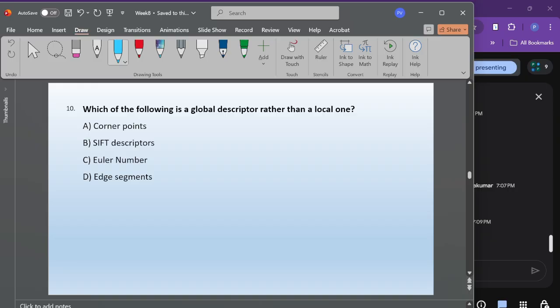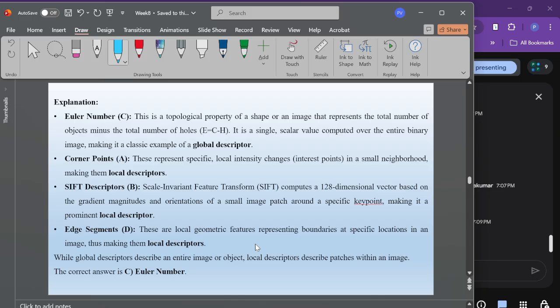Okay, so we'll see the detailed solution here. First we will see Euler number. This is the topological property of a shape or an image that represents the total number of objects minus the total number of holes. Already we have seen E is equal to C minus H. So it is a single scalar value computed over the entire binary image. That makes it a classic example of a global descriptor. And we will check what the other options are.